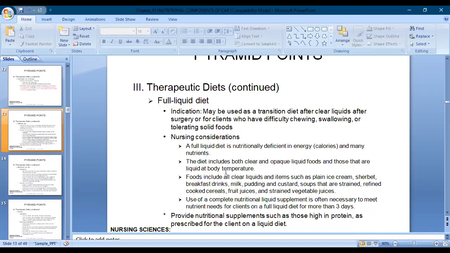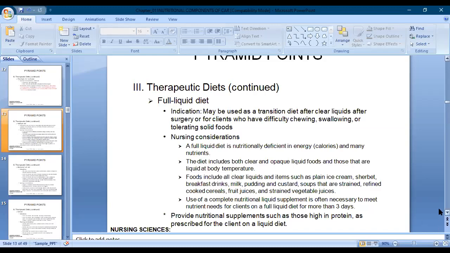So clear or full liquid, both are liquid at room temperature. Foods include all clear liquids or items such as ice cream, breakfast drinks, milk, pudding, custard, and soup, all are full liquid. So in a board question, if they ask about milk, what kind of food is it? It is full liquid, not clear liquid. Also, if they say ice cream, sometimes it makes confusion. Is it soft food? Is it blended food? No, it is full liquid. Full liquid ice cream, not a soft food, not a blended food.